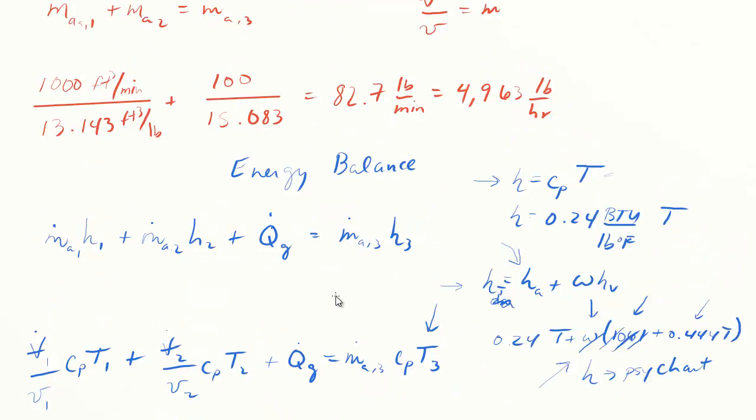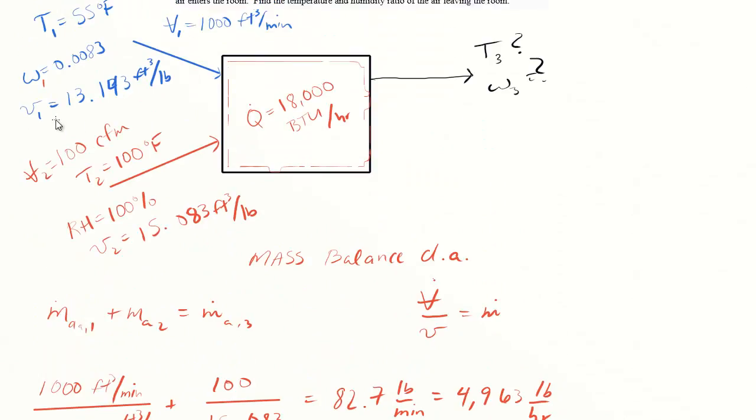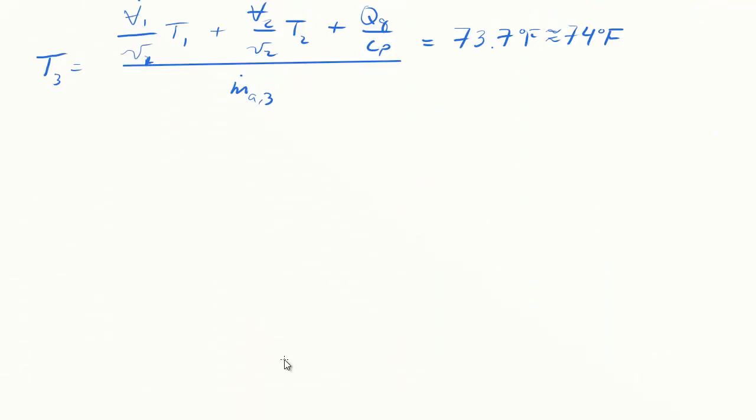While the difference we would have made if we assumed constant density would be much larger. So it was good that we considered the changes in density. So that's the first part of the problem. The second part of the problem deals with the humidity ratio exiting. So we have one more item left in our tool belt.